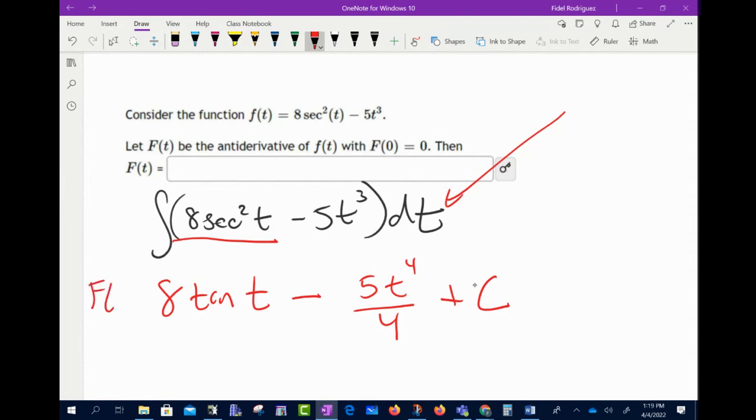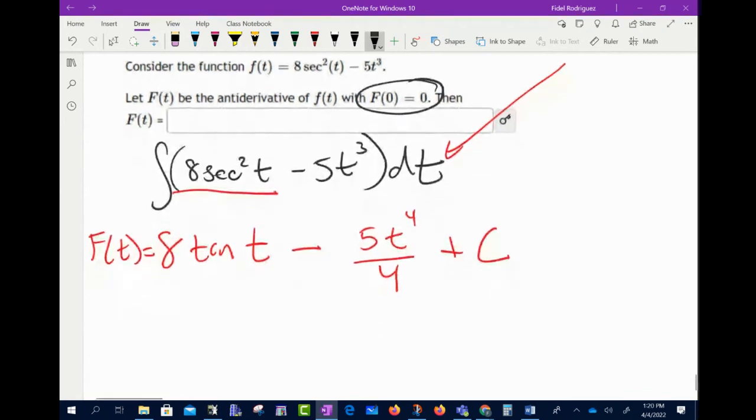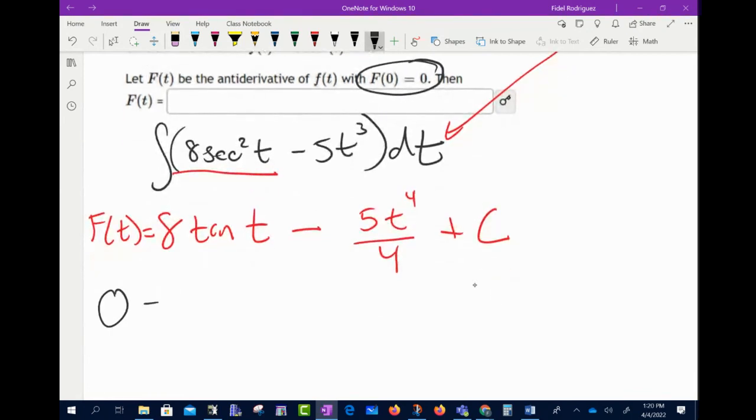So look, y'all, this is my antiderivative function, right? Now, the second piece that they tell me is, look, F of 0 is equal to 0. So that means that this value here is going to be 0 when the value of t is 0. So 8 tangent of 0 minus 5 times 0 to the fourth over 4 plus c. I already know that that part right there goes to 0. 5 times 0 to the fourth over 4, I know that's going to go to 0.